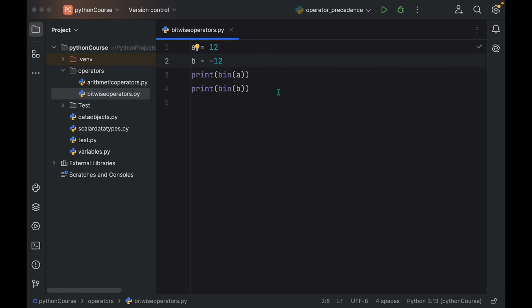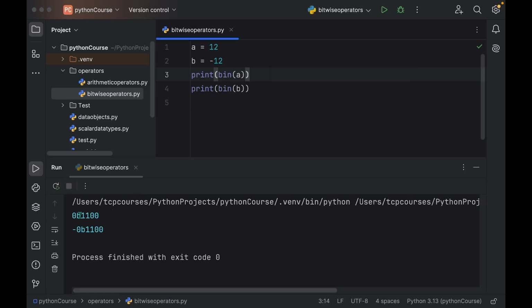Now let me show you a small demonstration. I've created a Python file called bitwiseoperators.py in this operators folder. Here I'm creating two variables a and b with values 12 and minus 12. Now in Python, there is a function called bin, which will take any integer and give its binary representation. So here I'm trying to print bin of a and bin of b. Now if you run this program, we can see that the output is 0b1100 for plus 12 and minus 0b1100 for minus 12.